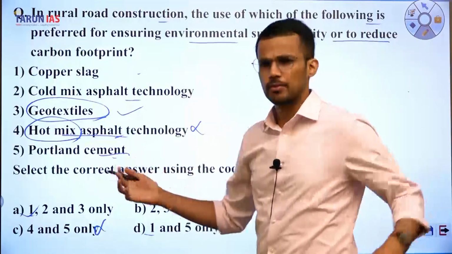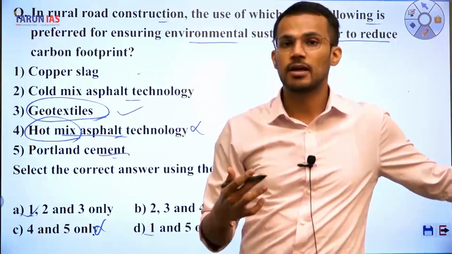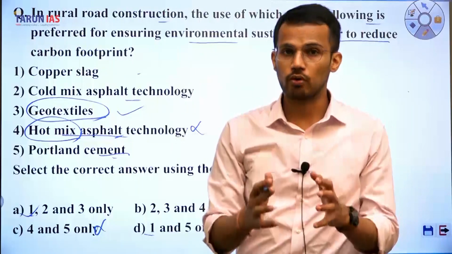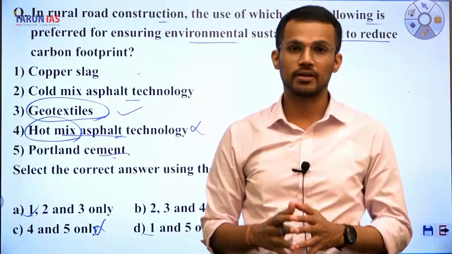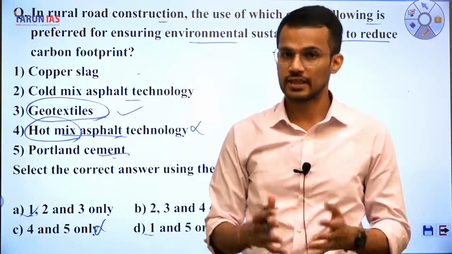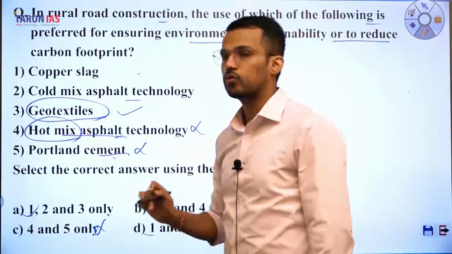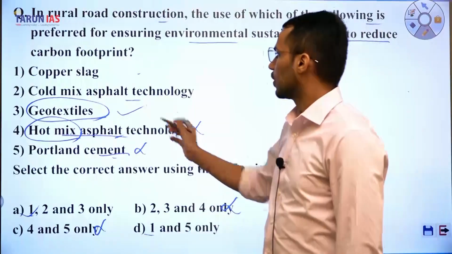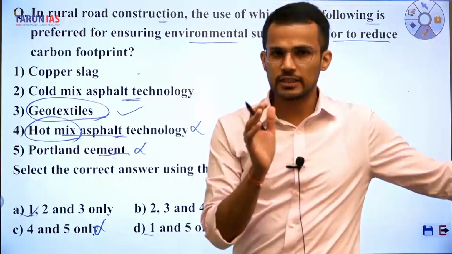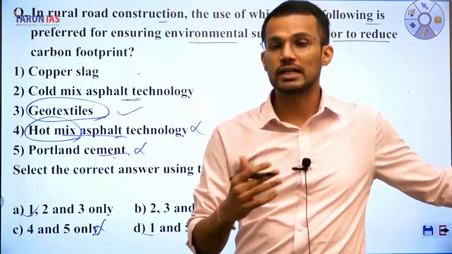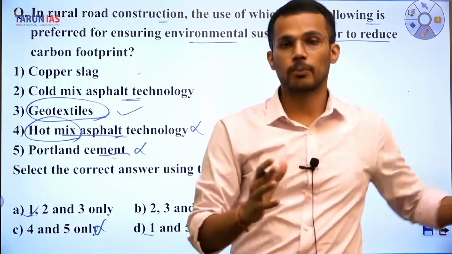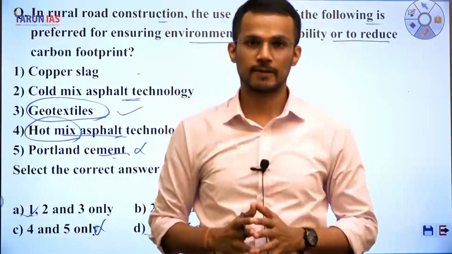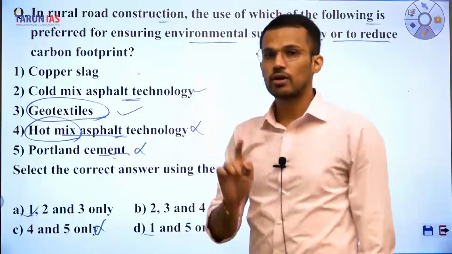Why not Portland cement? Because we know that whenever Portland cement is manufactured, it leads to generation of lots of particulate matter. Moreover, for the manufacturing of Portland cement, we are using fossil fuels, and that's why this should not be used for environment friendly road construction in rural areas. Similarly, cold mix asphalt technology. With this particular technology, we are producing asphalt based upon methods which do not need burning up of fossil fuels, and hence it is also an environmentally friendly method.